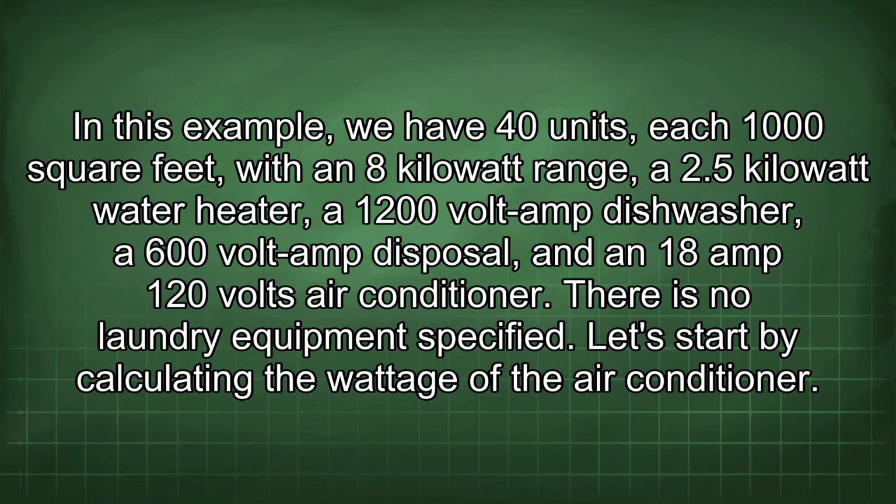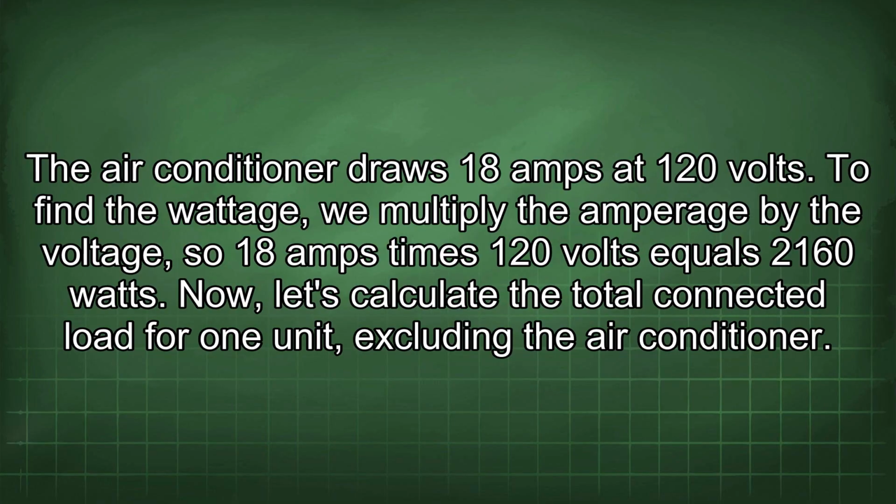Let's start by calculating the wattage of the air conditioner. The air conditioner draws 18 amps at 120 volts. To find the wattage, we multiply the amperage by the voltage, so 18 amps times 120 volts equals 2160 watts.